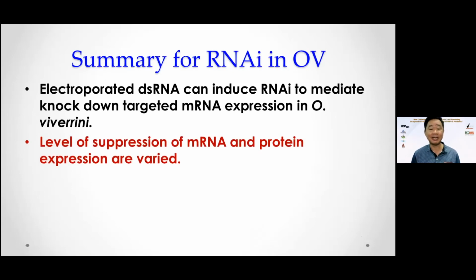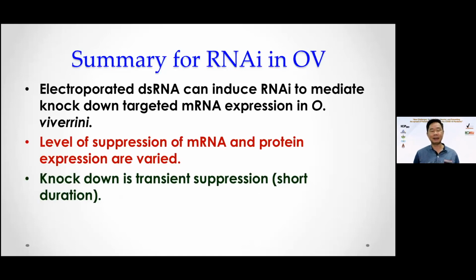But the level of suppression of mRNA protein varies, depending on the species and on the gene. If you remember the result of my experiment, some genes like tetraspanin can only be reduced by about 60% or 50%. But some genes like glandulin 1 have very high efficiency. But anyway, RNAi in Opisthorchis viverrini can be induced by using double-strand RNA electroporation.